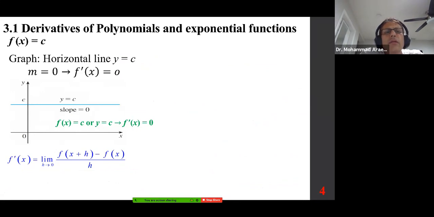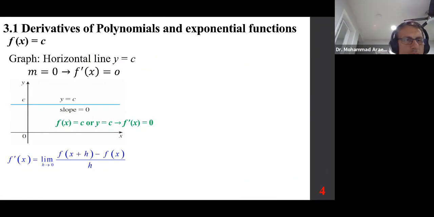Now we want to look at the derivatives of polynomials and exponential functions. The very first thing I want to look at is the horizontal line, y equals c, a constant. If you have a constant, y equals any number, 5, 10, negative 8, its derivative is 0 because the slope of any horizontal line is 0. That's one way to look at that. Okay. So for any constant, the slope is 0. So if f of x is a number, f prime is 0.